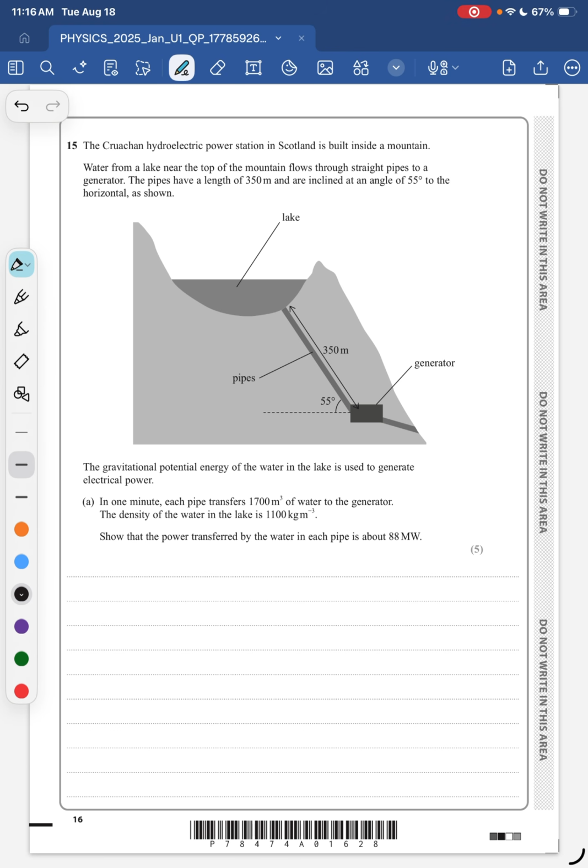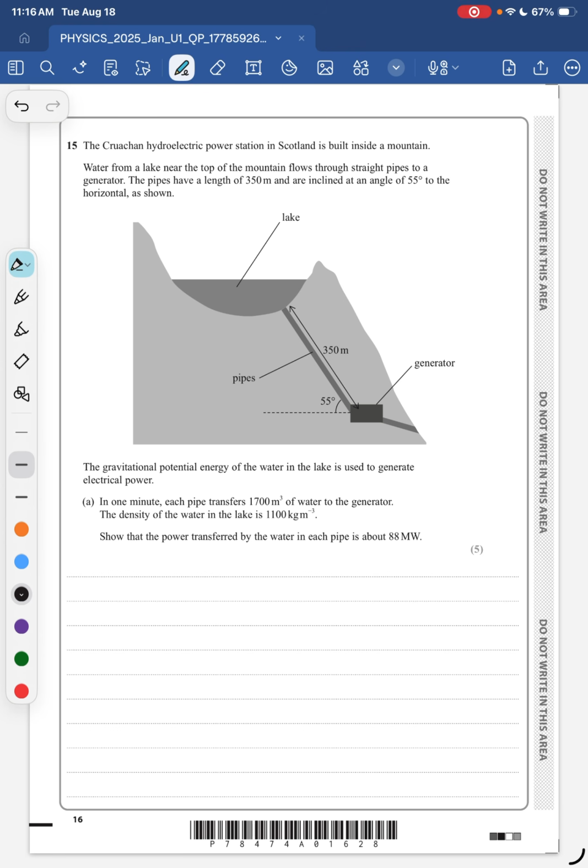In 1 minute, each pipe transfers 1700 cubic meters of water to the generator. The density of the water in the lake is 1100 kilograms per cubic meter. Show that the power transferred by the water in each pipe is about 88 megawatts.